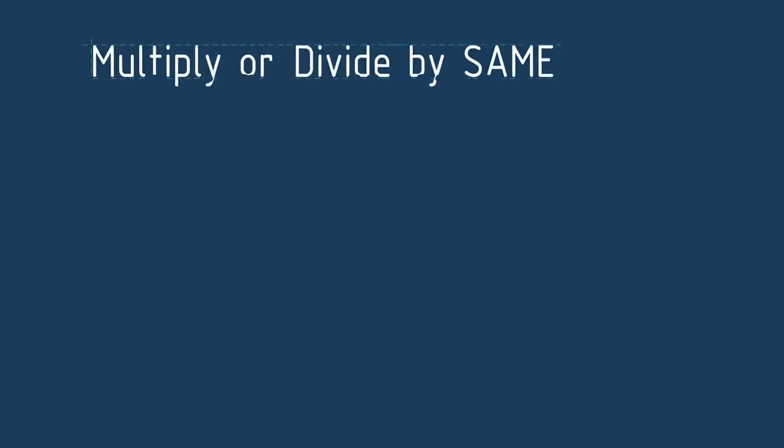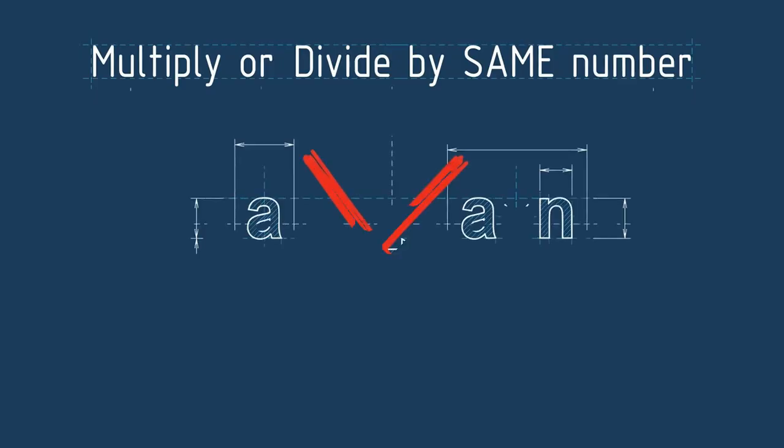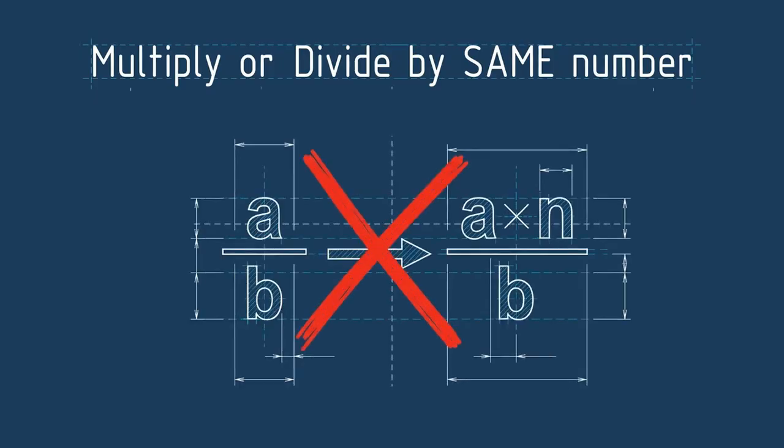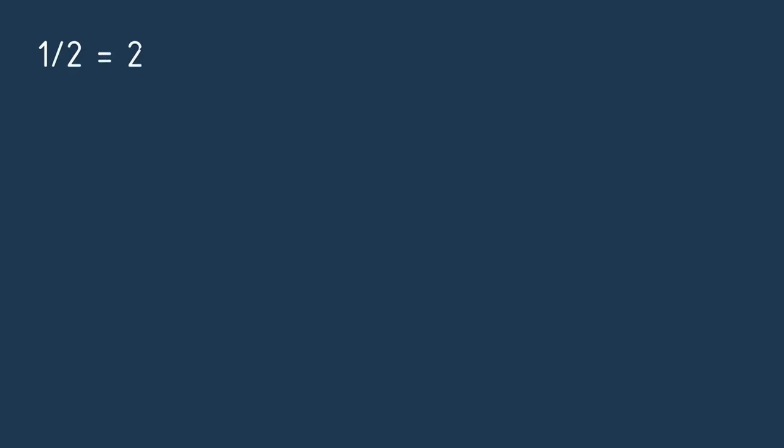The big rule is this: you must multiply or divide both the numerator and denominator by the same number. If only one number changes, the value changes. Look at this example. 1/2 equals 2/4 equals 4/8.